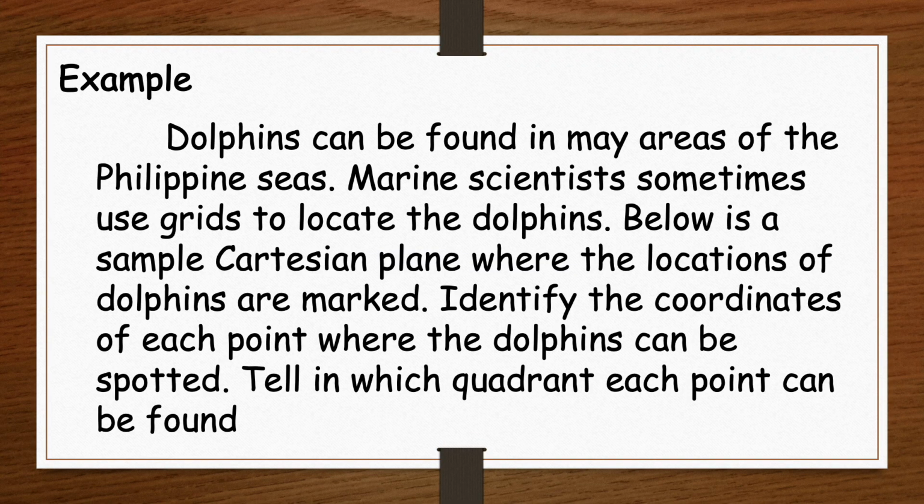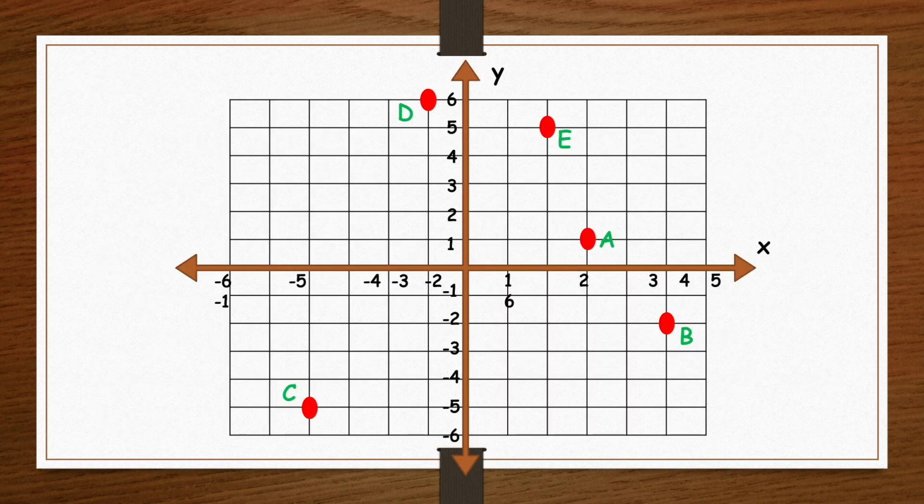Now let's try this example. Dolphins can be found in many areas of the Philippine Sea. Marine scientists sometimes use grids to locate the dolphins. Below is a sample Cartesian plane where the locations of dolphins are marked. Identify the coordinates of each point where the dolphins can be spotted. Tell in which quadrant each point can be found. Now, using the graph, let's identify the coordinates of each point where the dolphins can be found and which quadrant each point can be found.